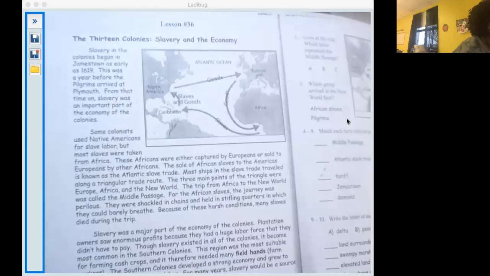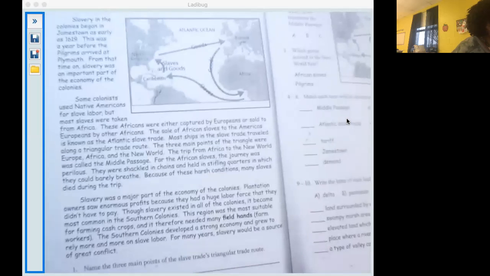Most ships in the slave trade traveled along a triangular trade route. The three main points of the triangle were Europe, Africa, and the New World. The trip from Africa to the New World was called the Middle Passage. For the African slaves, the journey was perilous. They were shackled in chains and held in stifling corners in which they could barely breathe. Because of these harsh conditions, many slaves died during the trip.